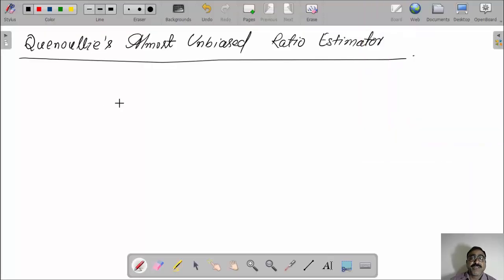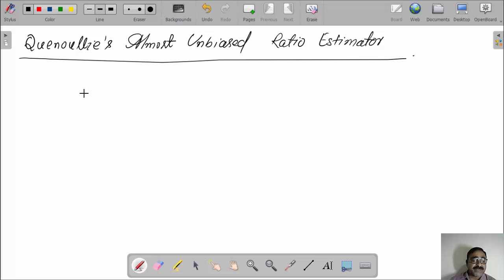Now, welcome. In my previous lecture, we have studied Hartley's almost unbiased ratio estimator. So, we have seen that the usual ratio estimator and Hartley's almost unbiased estimator can be used depending upon the closeness between R, beta and R n bar. So in this class we shall study another almost unbiased ratio estimator due to Quenouille.